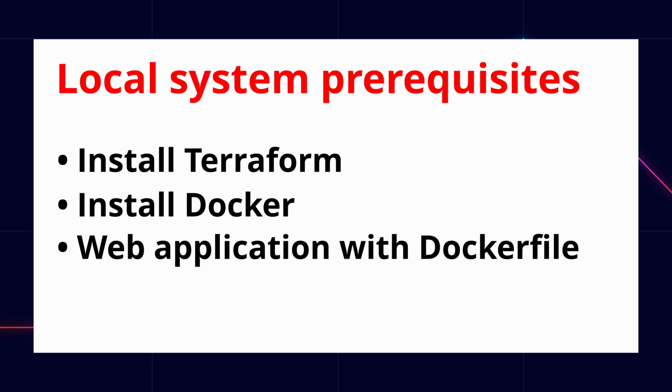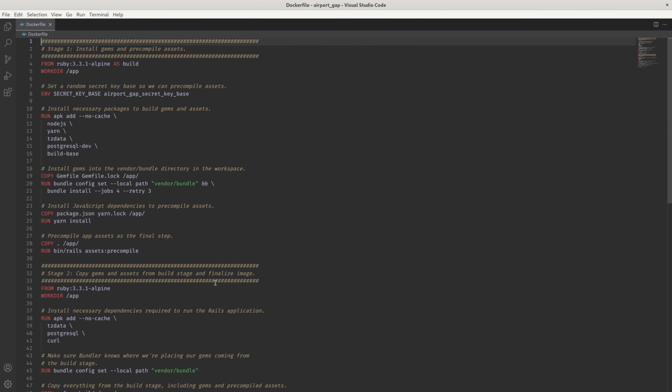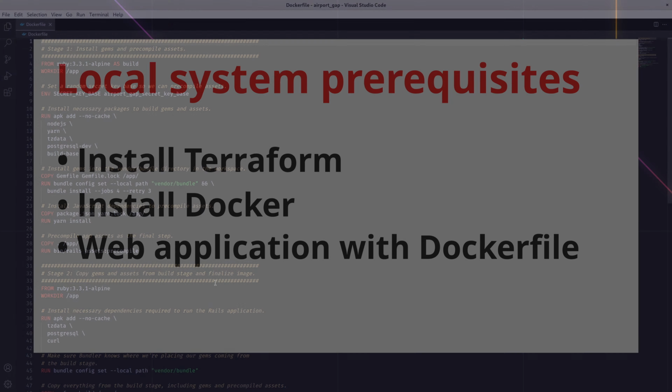Next, you need a web application that has a Dockerfile ready for deployment. I'll use the Airport Gap application that I have shown previously on this channel, since it already has a Dockerfile that works. This is a Ruby on Rails application, but Kamal can work with any web app as long as it has a working Dockerfile.